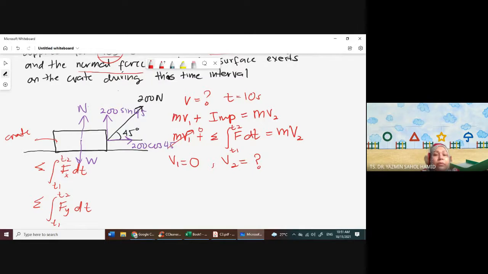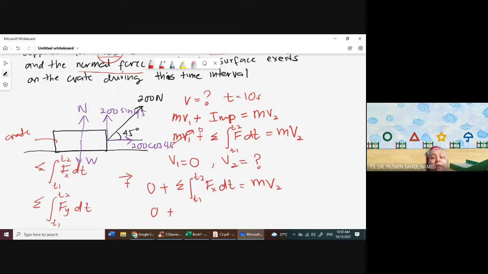For this question, if we want to have the velocity, we can solve it using the direction of the force to be in the x direction. Let's say we want to be in the x direction. So mv1 is 0. And then what do you have? Summation of forces in the x direction. Maybe I should write it down first so that you don't get confused. T1 to T2, it will be Fx dt equals to mv2. So I write it down again, 0.